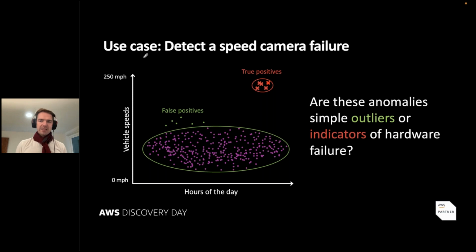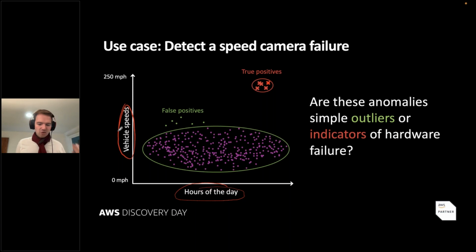Another very common use case for unsupervised learning is anomaly detection. Imagine that we have speed cameras in the city, checking the speed of all the cars that go through. We can see the hour of the day on the x-axis, and on the y-axis we can see the vehicle speed. As you can see, most of the vehicles were within the speed limit. Now it is up to us to identify if we have some anomalies in the data: maybe a hardware failure, where the hardware of the speed camera didn't work, or if it's simply a few people who ran really, really fast.